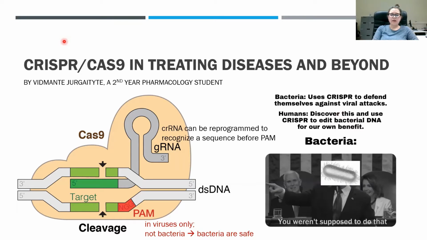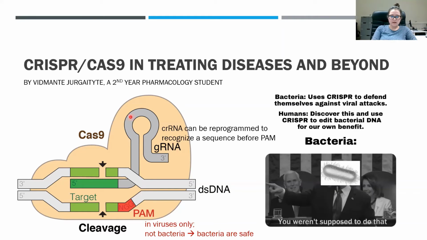So when we talk about the CRISPR-Cas9 system, we should first of all think about bacteria and be thankful for them, because this system is naturally present in bacteria, and bacteria use the system to defend themselves against viral attacks. Now, how does that work? Viruses have a PAM sequence that is recognized by bacterial guide RNA.